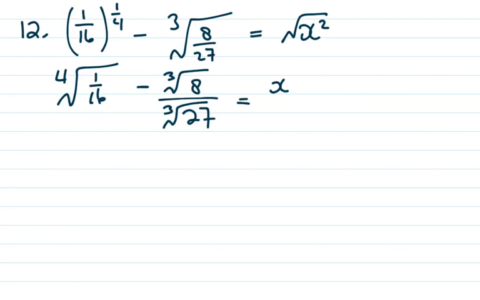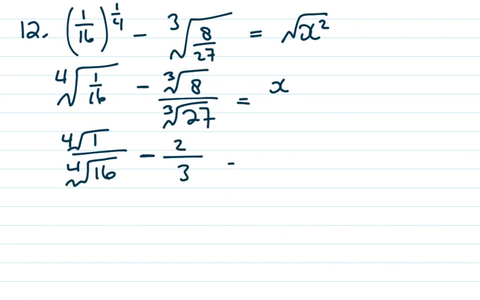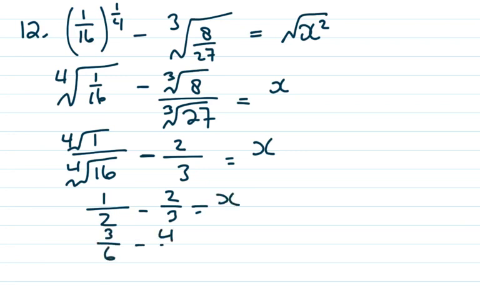The fourth root of 1 over 16 is the same as the fourth root of 1 over the fourth root of 16 minus the cubed root of 8 is 2 and the cubed root of 27 is 3 equals x. The fourth root of 1 is 1, the fourth root of 16 is 2. So 1/2 minus 2/3 equals x. Common denominator of 6 would be 3/6 minus 4/6 equals x. Negative 1/6 equals x. All right, so that's the lesson.